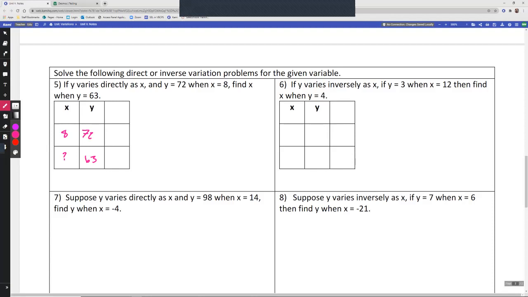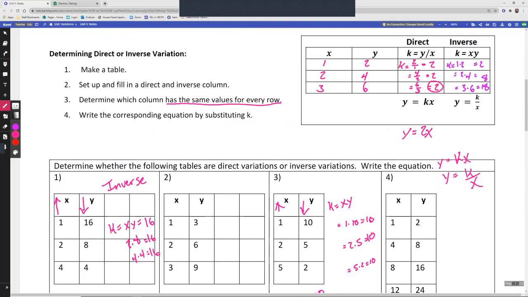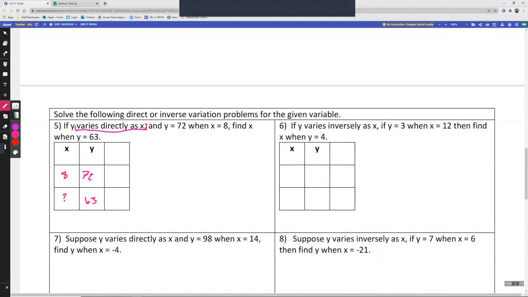To do that, we read it again to check to see what we're getting. It says, if y varies directly, that part right there is really important. That tells us exactly what to use. If y varies directly as x, and y is equal to this and that and that. So now I want to look at my direct variation formula, which is y is equal to k times x. So I have y is equal to k times x, and we want to find this k, because we need that to find our x.